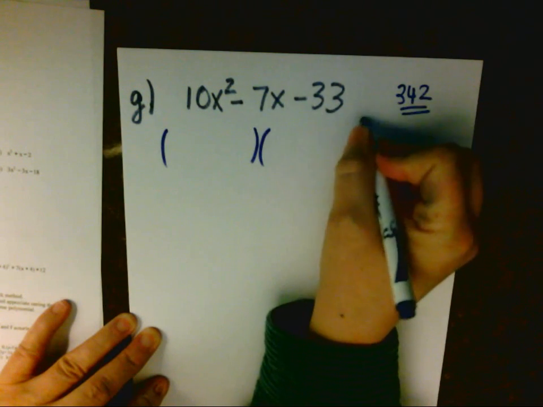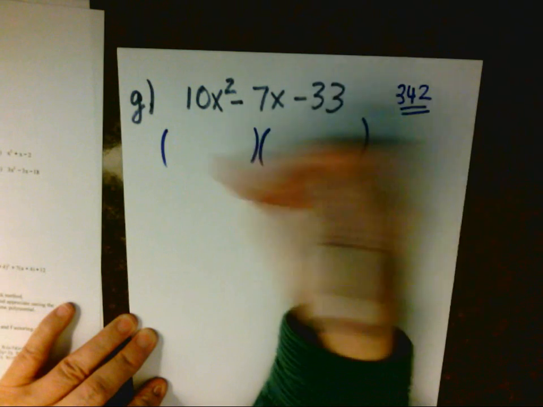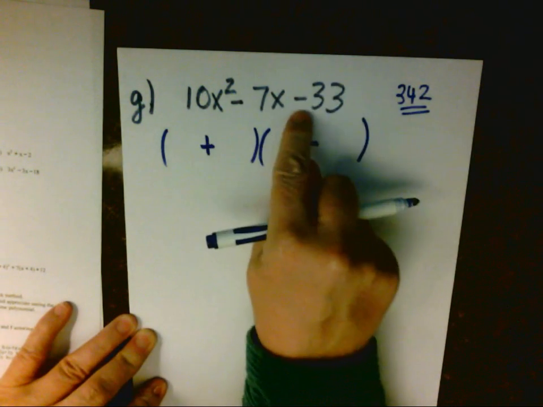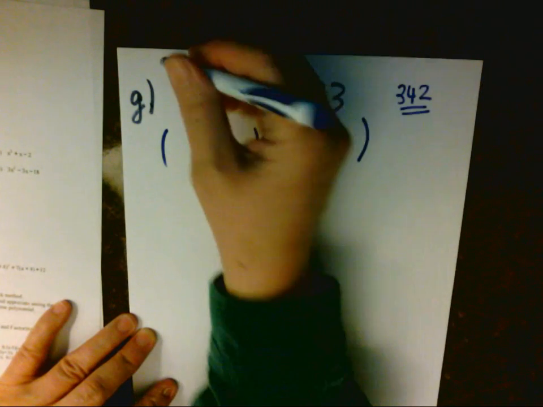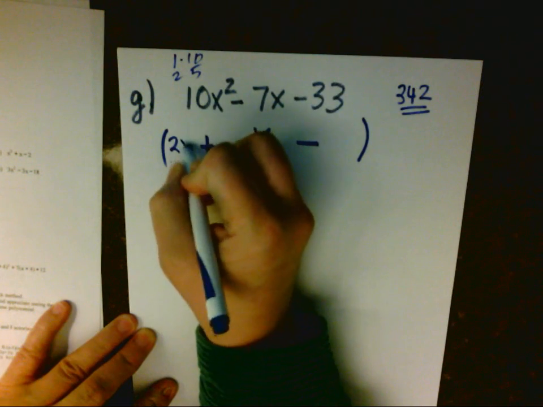Alright, I'm going to inspect this. There are no common factors that divide everything, so I have to just do the guess method. I will need a positive and a negative since the last sign is a negative. And again, I tend to guess the factors that are close. So instead of 1 and 10, I'm going to try 2 and 5. 2x and 5x.